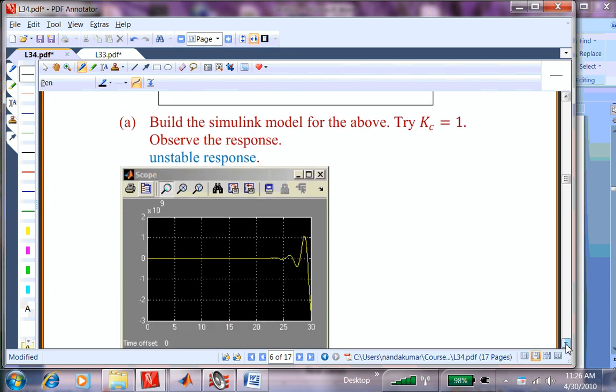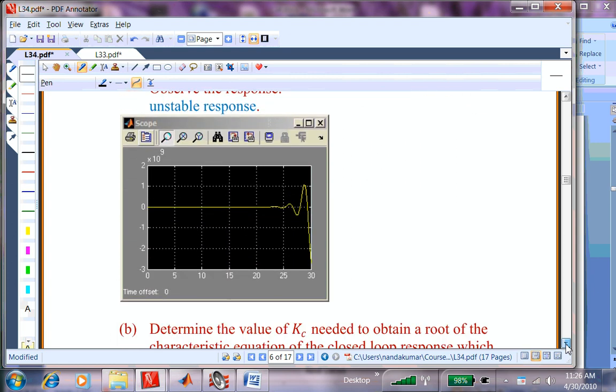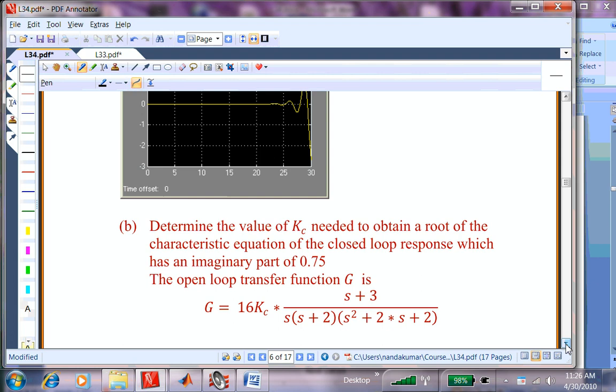It's the second question, the type of question I want you to be able to understand and answer in an exam. Determine the value of Kc needed to obtain the root of the characteristic equation of the closed loop response, which has an imaginary part of 0.75. What does that mean? You need to understand that before you can answer the question. If you read that, what does that mean to you in your mind? A certain frequency of those oscillations. Okay. So how would you do that?